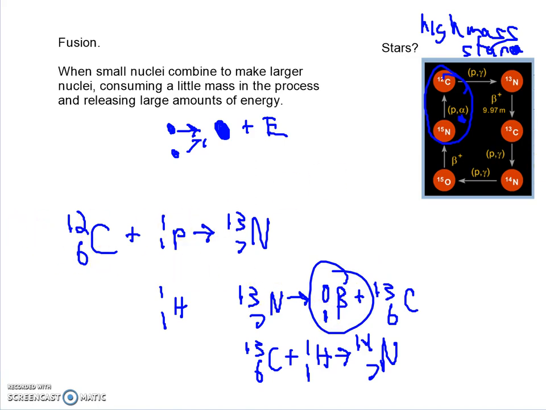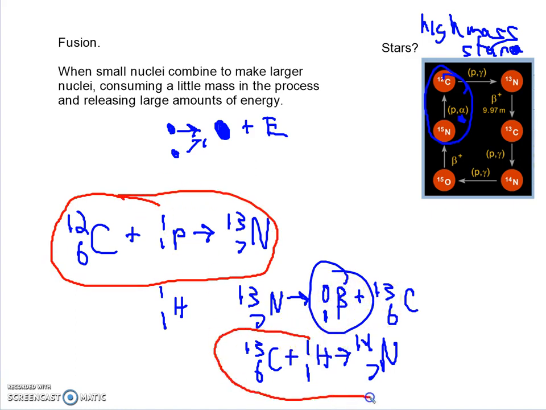But these two are fusion. Here, I'll circle them in red. These two are fusion because the nucleus is getting bigger. This is decay, but not technically really fusion or fission because the nucleus is still the same mass. Okay, so fusion gets bigger. All right, you get the point.